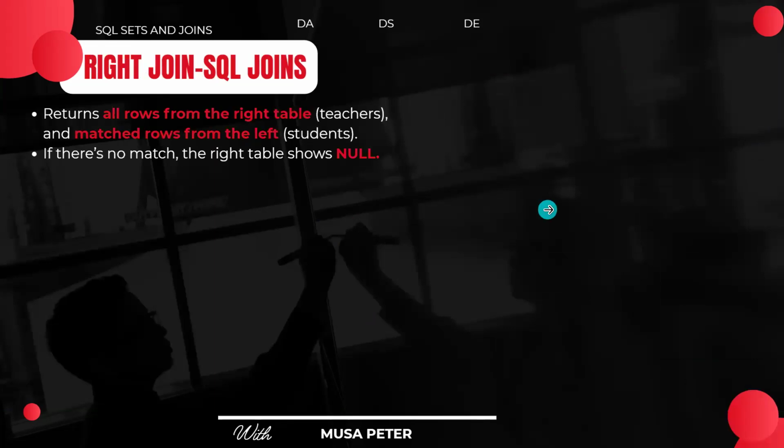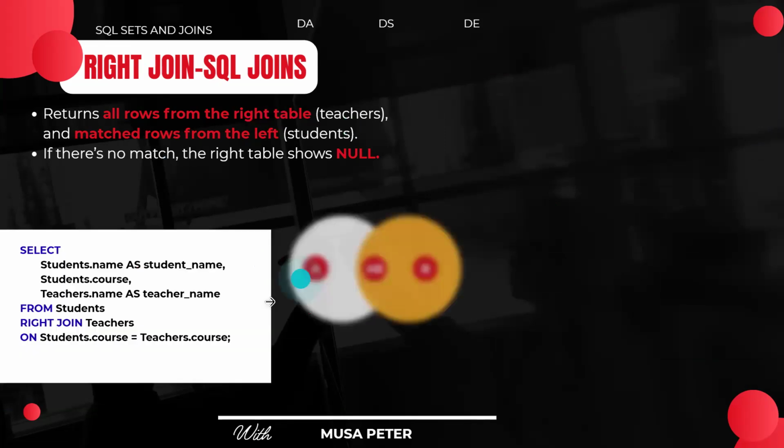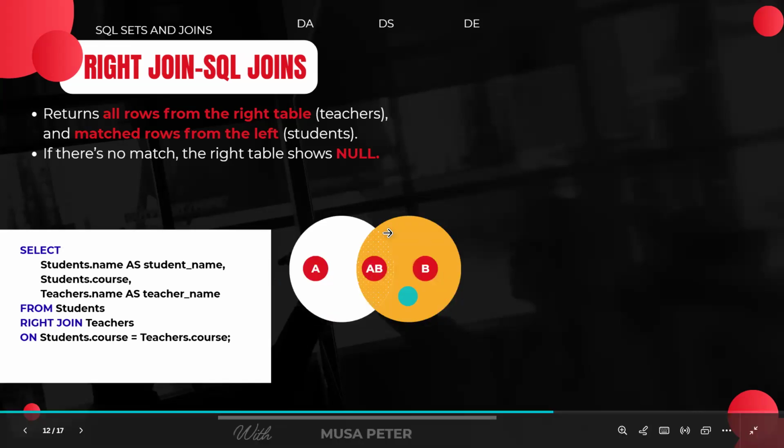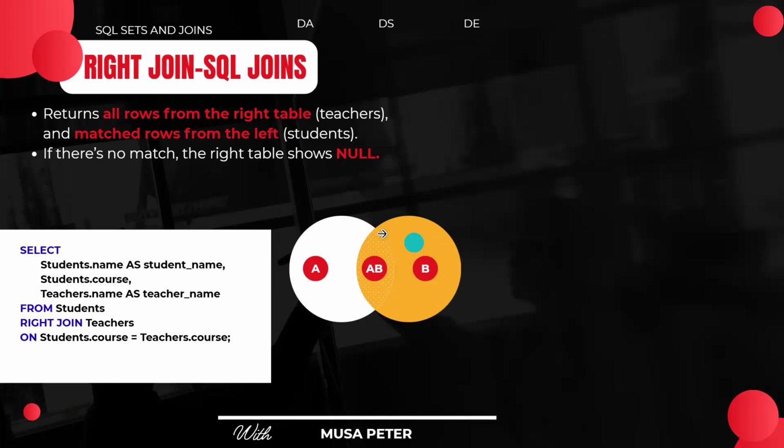And then a right join follows the same logic as a left join. But in this case, the difference is that it returns all the rows from the right table. That is now our teacher's table. And then it looks for matches from the left table. This is our Venn diagram. So in this case, the result would contain all the values from table B, which is our teacher's table, and any matching information from table A. That would be now our AB. And then the values that do not match from table A would be output as nulls.